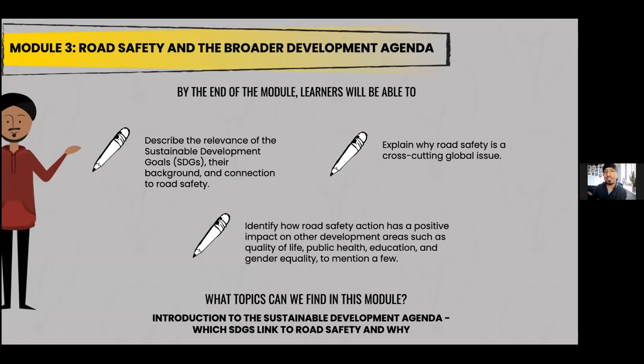The whole point of these SDGs is that if we have global goals at the very top of creating a better world, that is going to trickle into our everyday lives. And that's what this module is all about: how do you connect that to road safety, and how is doing road safety going to contribute to other SDGs?